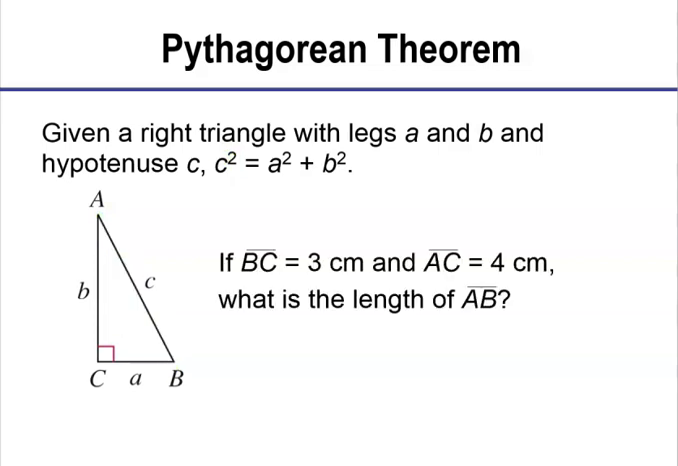So for our first problem here, they tell us that BC is 3 centimeters. And I'm just going to draw it on the picture. So BC, notice that is the line segment at the bottom of the triangle, is 3 centimeters. And that AC, so notice AC is the leg, vertical, is going to be 4 centimeters. What is the length of AB, which happens to be the hypotenuse? So we're trying to find C.